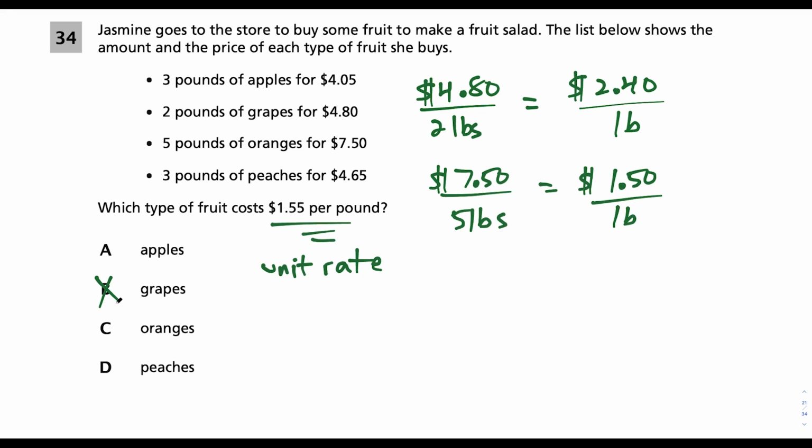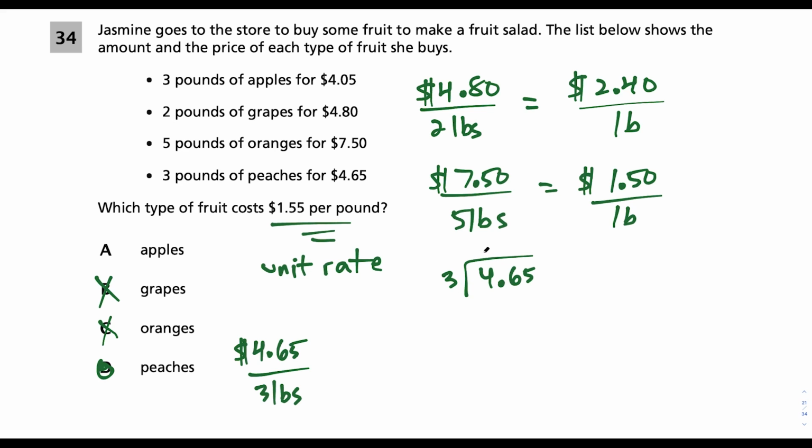And now the answer choice that I could see right away, because now that oranges are out, this last choice is looking good, but I would just do the division to be 100% sure. So if we want to divide here, we're going to do 465, and we're dividing this by 3, okay? Because we're going to be reducing $4.65 for 3 pounds to find out what is the unit rate.